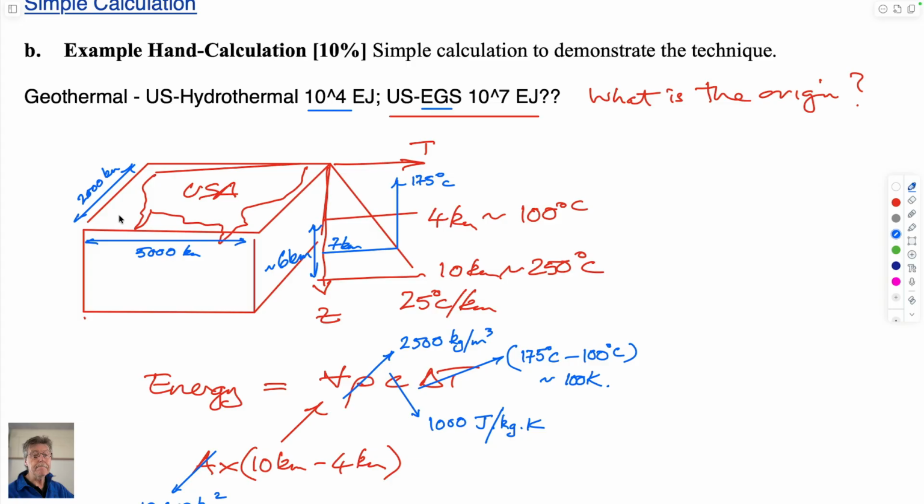And so we could calculate that. We could do that by looking at the size of the continental US, roughly a few thousand miles across and 1,500 miles north to south. If you do that in terms of kilometers, it's about 5,000 by 2,000 kilometers. We can calculate the total energy would be equal to the volume multiplied by the density of the rock that holds the heat times its specific heat capacity times the temperature.